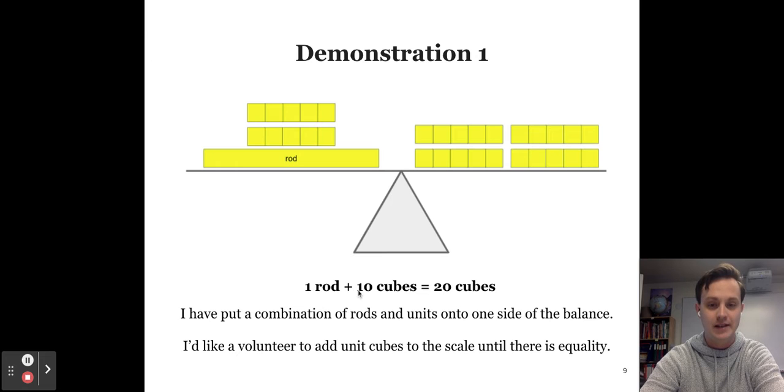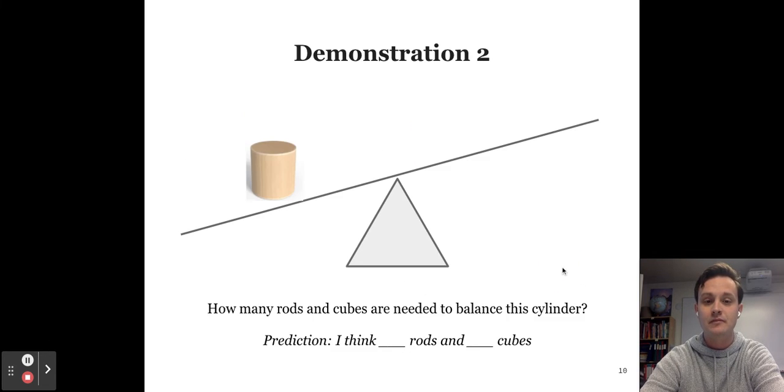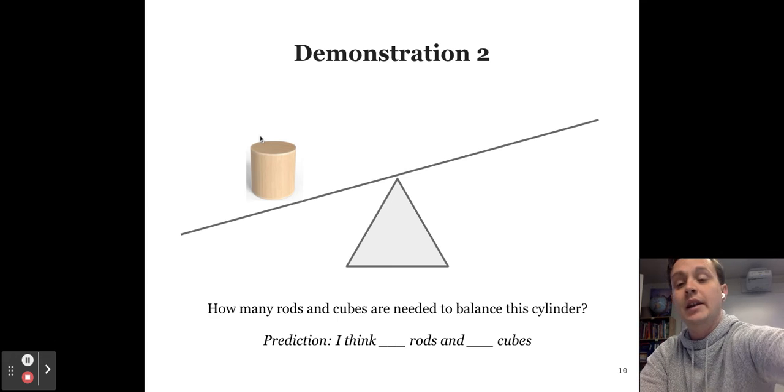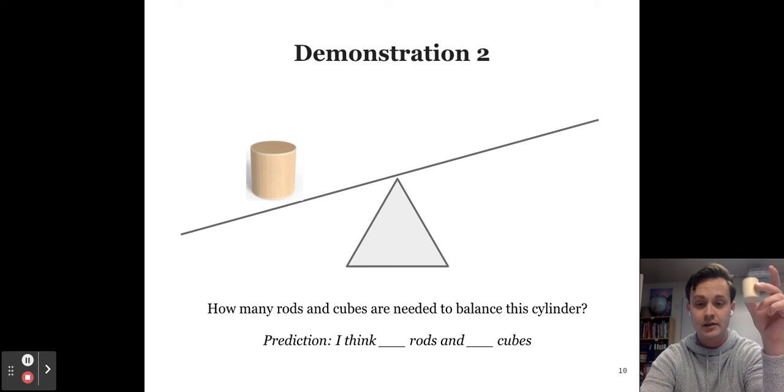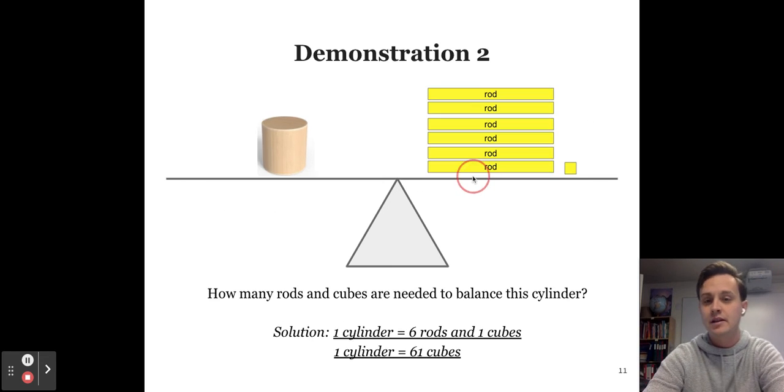So 1 rod plus 10 cubes equals 20 cubes. What about this demonstration? How many rods and cubes are needed to balance this cylinder? And again, if you're in class, we can actually do this, but we're going to watch this. So it ends up, we need 6 rods and 1 cube to balance it. Pretty exciting.